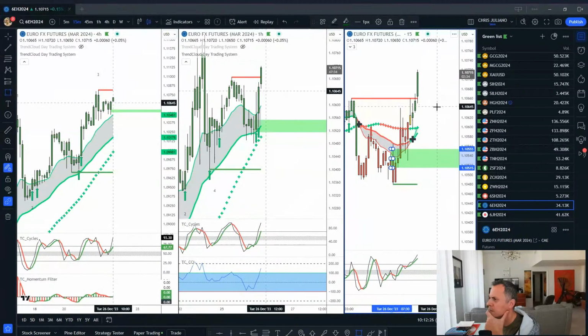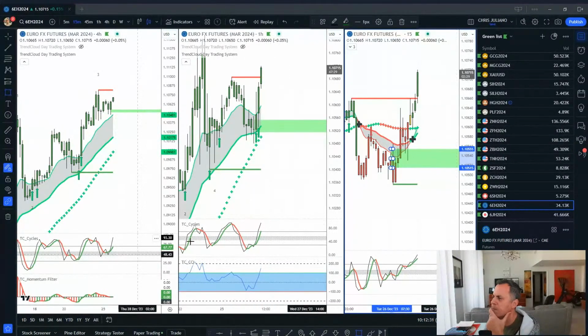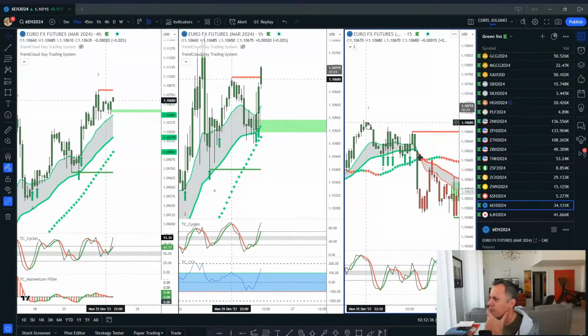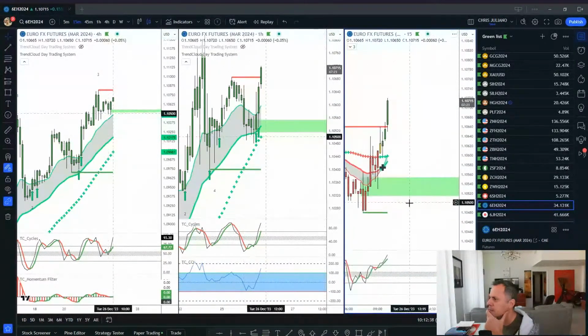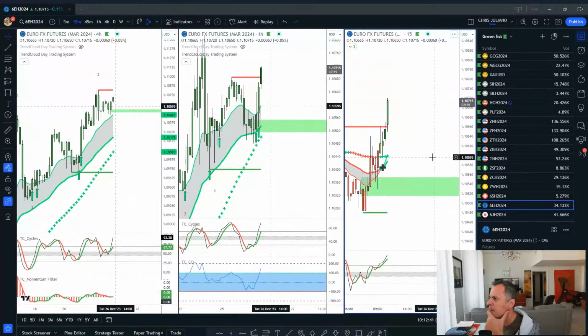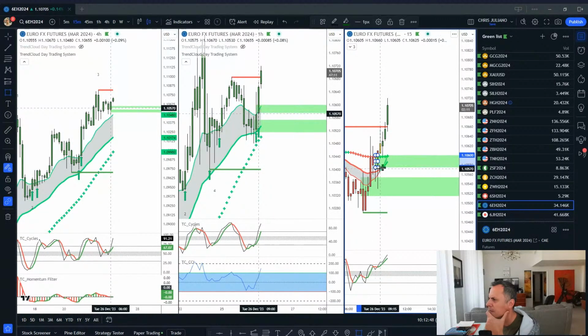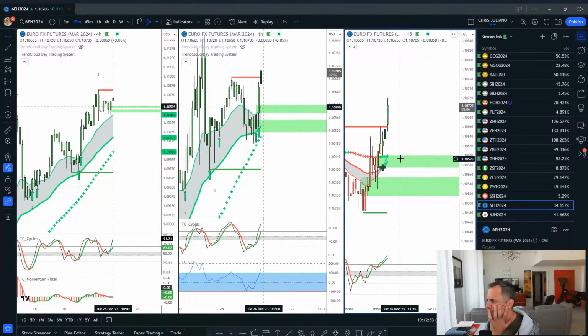Rally base rally. Got that crossover. Momentum is up. You might get another shot at this. We just broke through all this structure here. Here's all the TrendCloud. We might get another shot at the euro, pulling back into this area here.